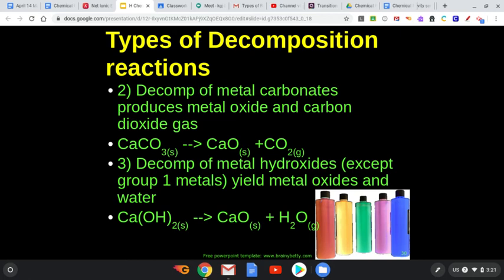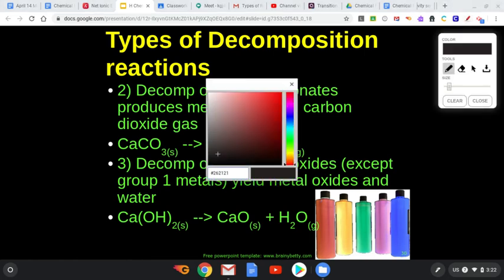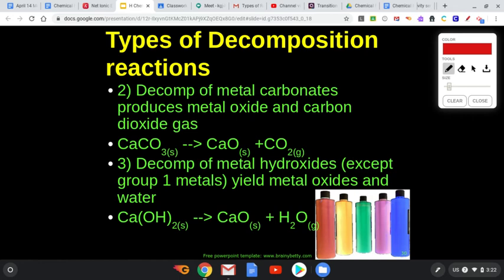To decompose metal carbonates will produce a metal oxide and carbon dioxide gas. This is exactly the reverse reaction from the synthesis of metal oxides and carbon dioxide to make the metal carbonate. In this case, we have calcium carbonate, which is going to decompose into calcium oxide and carbon dioxide.